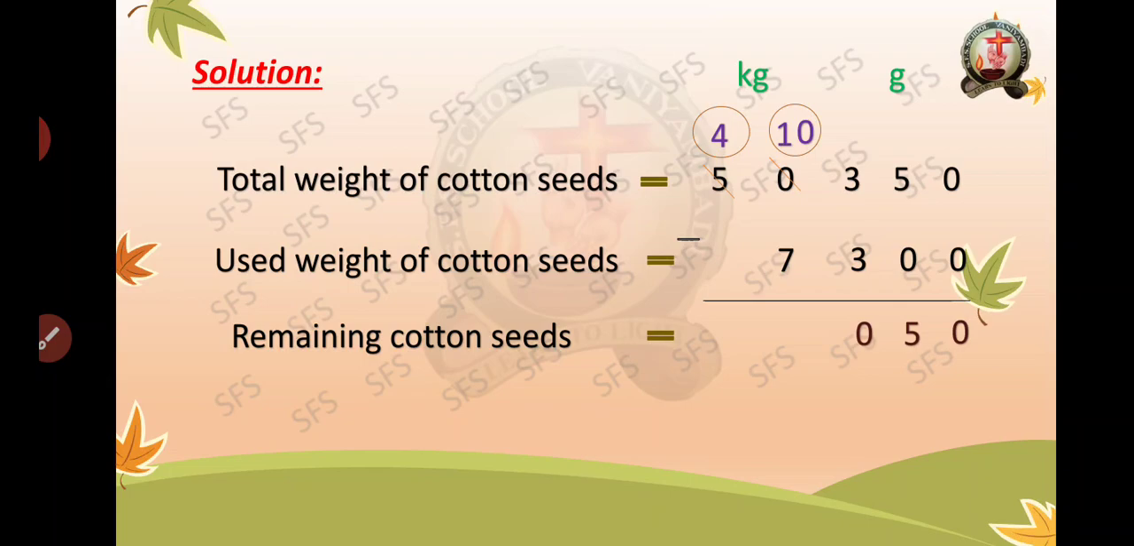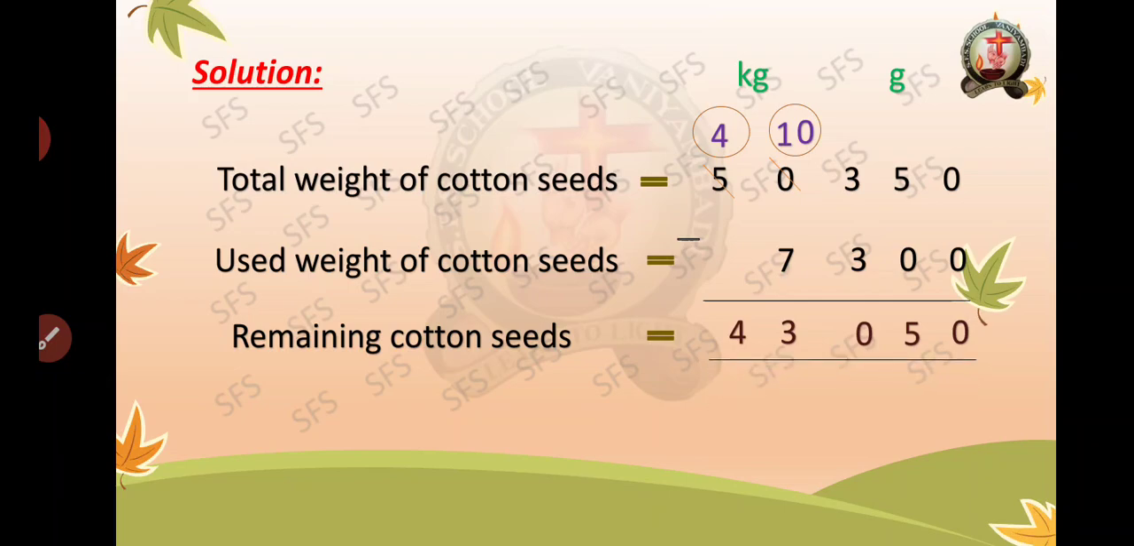Then look at here, children. 0 is smaller than 7, isn't it? Whereas 0 is smaller than 7, we have to borrow the number from the neighbor. What is the neighbor number of 0? It is 5. So this 5 will become 4 and this 0 will become 10. Now 10 minus 7 is 3. Then what is the remaining next number? That is 4. So place the 4 as it is. Now the remaining cotton seeds after feeding his cow is 43 kg 50 gram.